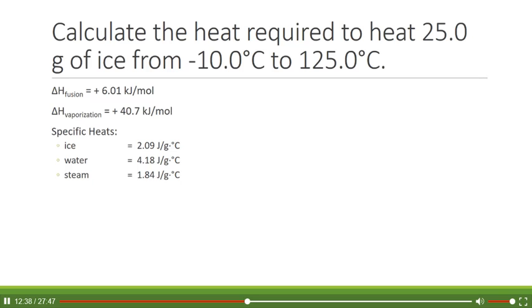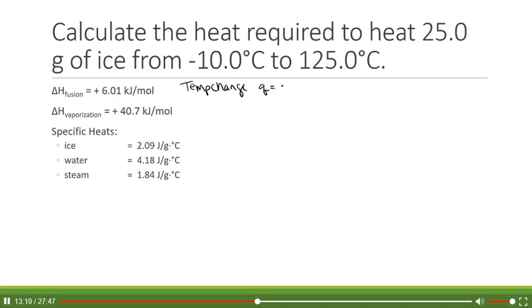Next one, we're going to start to finally actually get some calculations in here. It's asking to calculate the heat required to heat 25 grams of ice from negative 10 degrees Celsius to 125 degrees Celsius. So since we're going through temperature changes, we're looking at our specific heat equation. When we're looking at phase changes, we're looking at a more simplified equation. So we have a temp change within the same phase. We use Q.